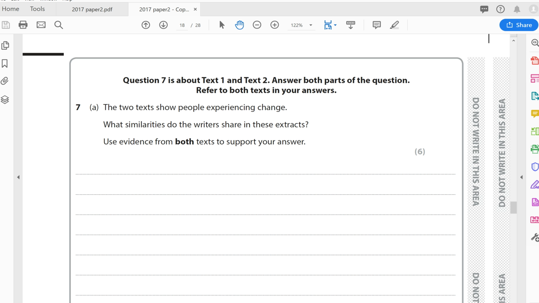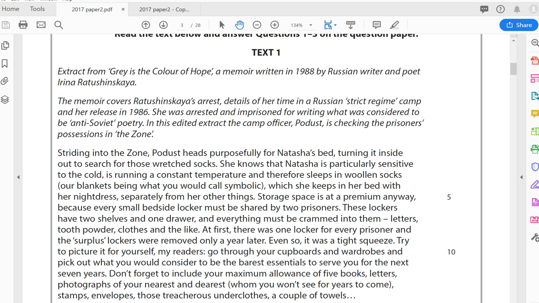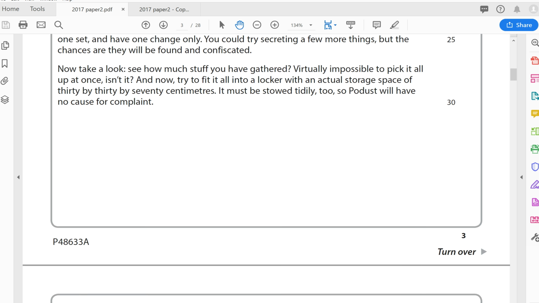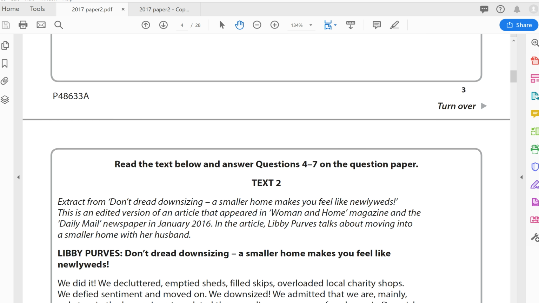Okay, so what I'm going to do now, in case you don't have the paper in front of you, is scroll through both texts so that you can read them if you haven't done so already. Obviously pause it where you need to so that you can read it properly. If not, you can just scroll ahead to the end of this bit. Okay, so this is text 1. And this is text 2.